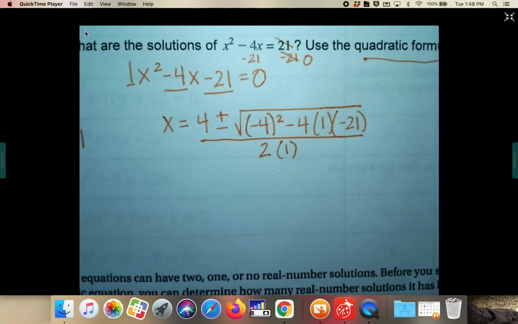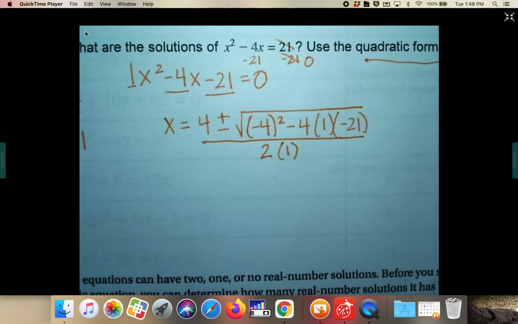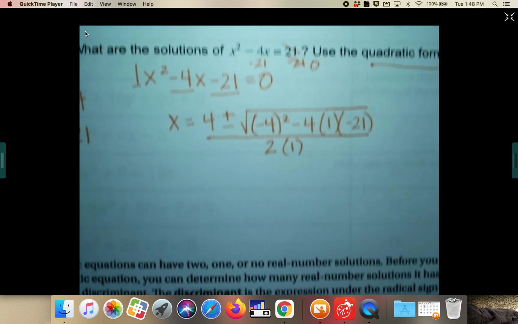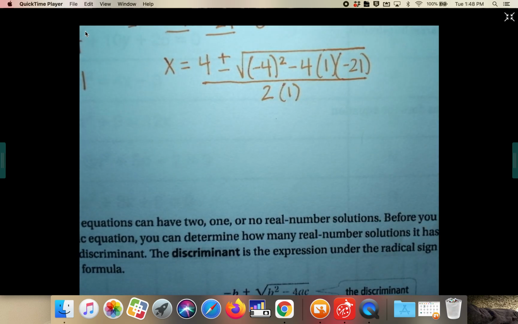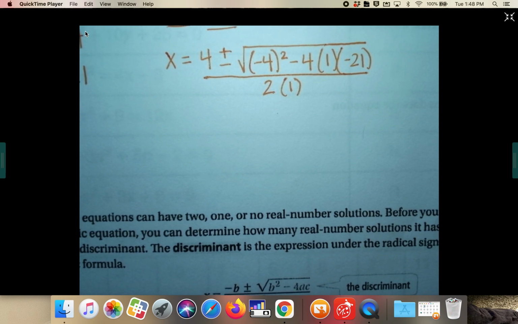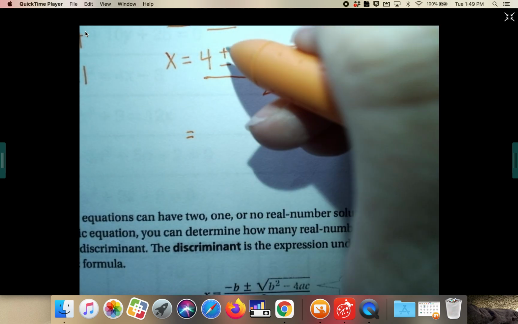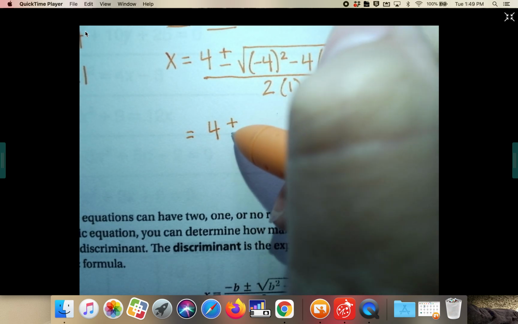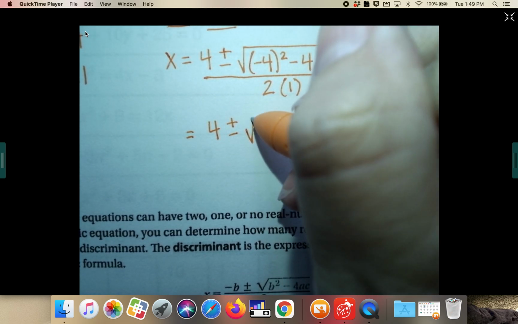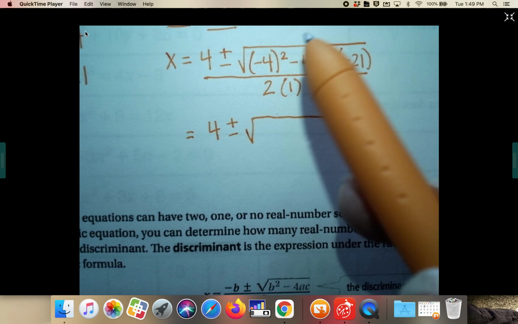Okay, so if you are good at just plugging numbers into your calculator, you're going to love the quadratic formula. There's no reason for you to have failed this if you can just follow instructions. Order of operations, though, every time. So 4, we're just going to leave 4. Plus or minus, I'll get to that. Square root, let's do all of this stuff first.